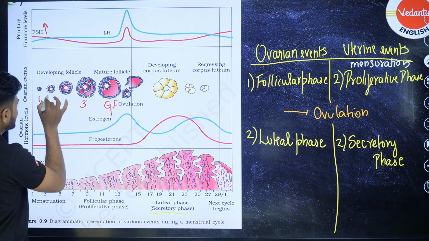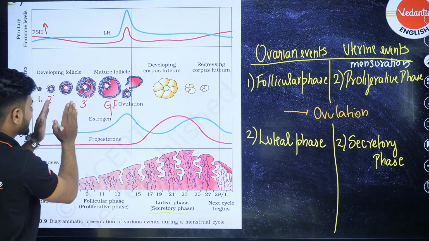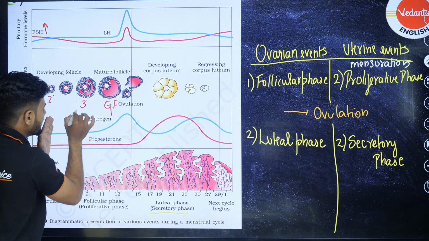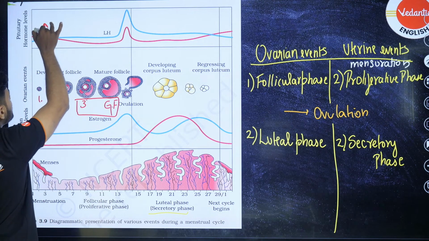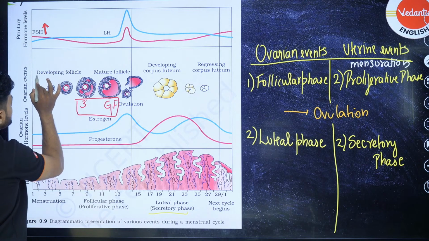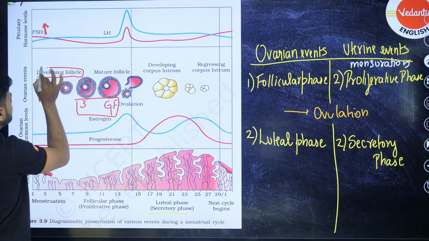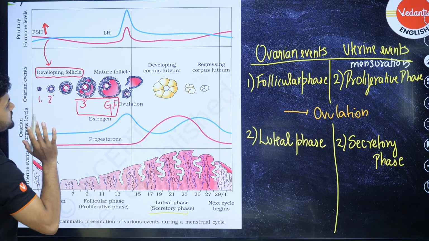This primary follicle, secondary follicle, all this is developing in the embryonic stage. But right now, the main focus should be on the tertiary phase and the Graafian follicle. Now, an increase in the level of FSH is influencing the development of the follicle.